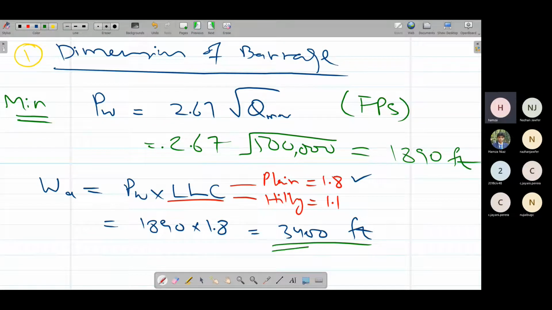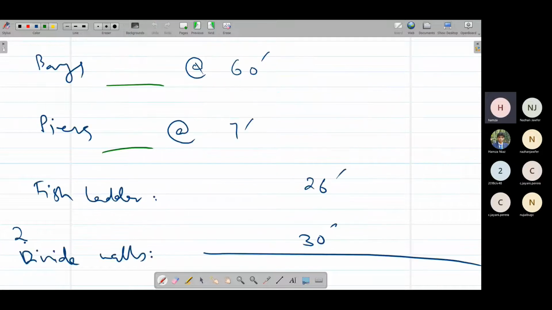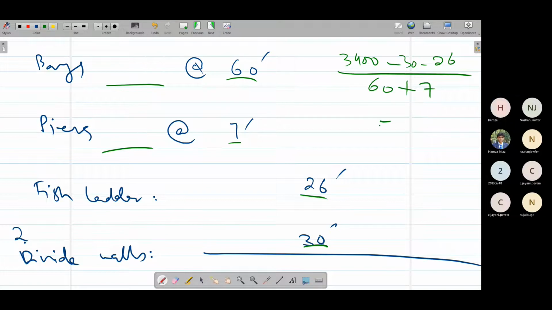We know that total width we have available is 3,400. So just 3,400, subtract the fish ladder and divide walls from it, 30 plus 26, and divide by the width of one pier and one bay, 60 plus 7. If we divide, we'll get something like 49.9, so we'll round it up to 50. So this is how we can get 50 bays, and piers would be one less than bays.